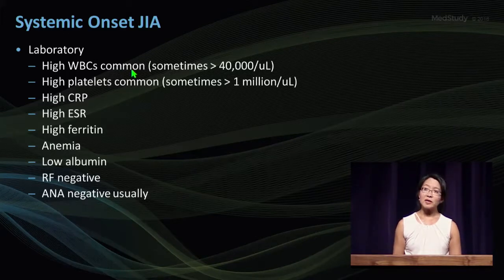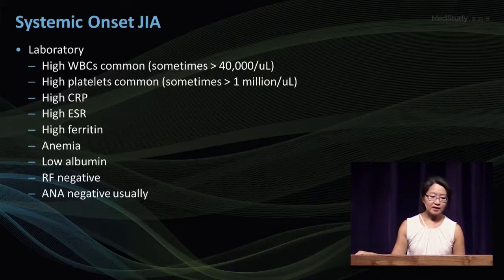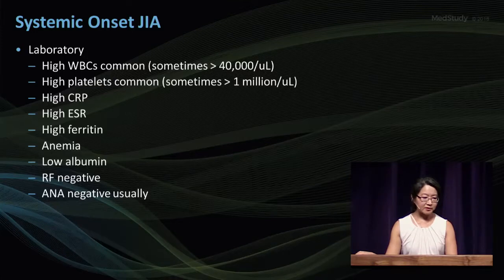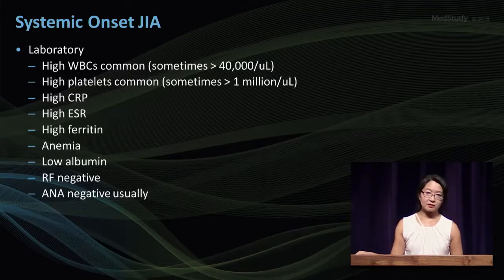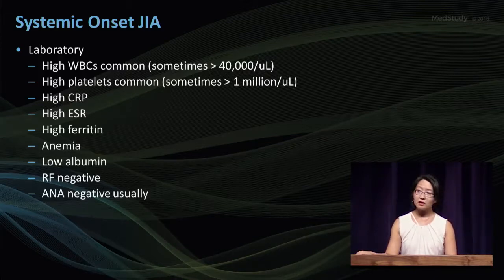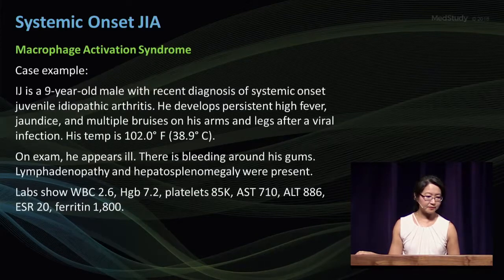When you look at these patients' labs, it's a huge milieu of active inflammation. They have high white counts, sometimes up to 40,000 per microliter. Their platelets are also elevated. This is an acute phase reaction, sometimes over 1 million platelets. They have high sed rate, high CRP, high ferritin. Sometimes the ferritin can go into the thousands. They'll have an anemia of chronic disease, low albumin because of the chronic inflammation. The rheumatoid factor will be negative, and usually the ANA will also be negative.